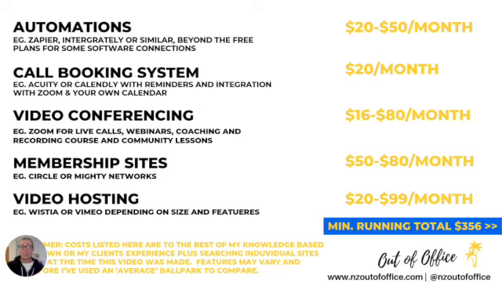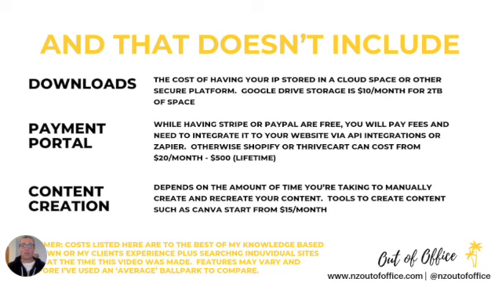So automation so that you don't have to be sitting at your desk 24/7 to serve people, a call booking system, video conferencing, a membership site, like if you have a membership community, and video hosting as well to host your videos and keep them safe just for your customers that have purchased them. So look at this, the minimum running total right now on average. Well, this isn't even the average actually. This is the minimum cost of all of these different platforms and pieces of software separately, or when we're bringing all the costs together, $356.